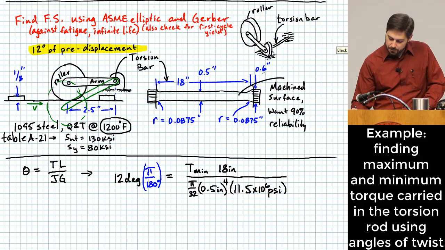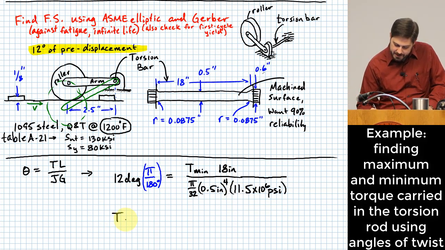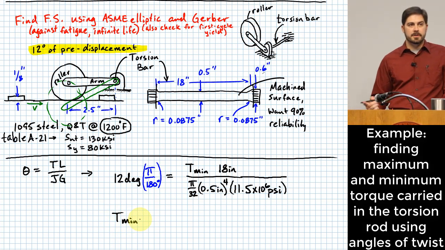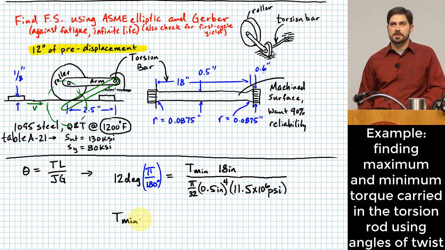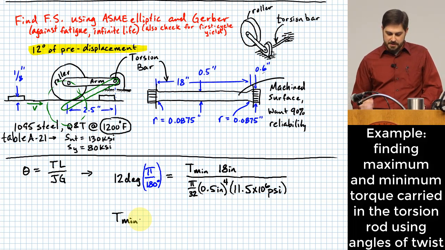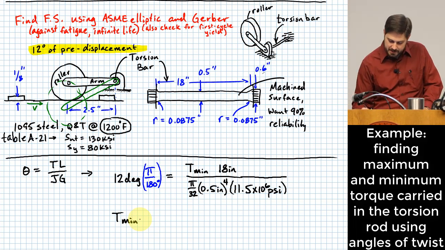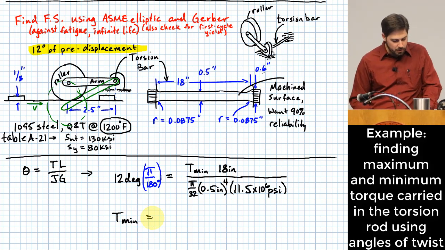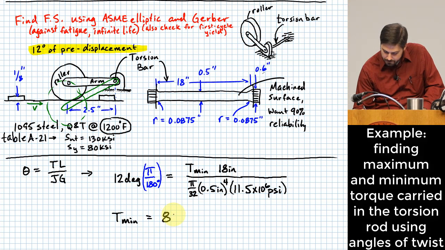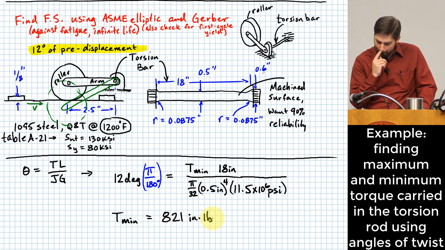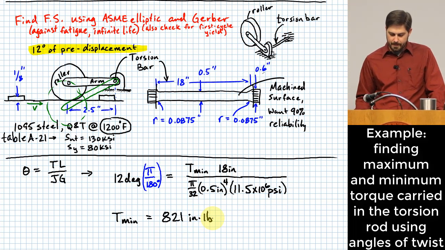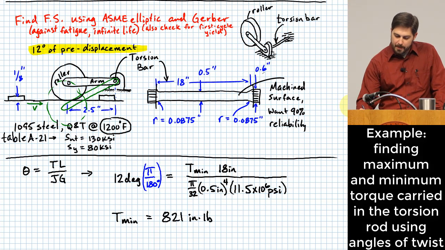All right, so plugging and chugging now, we get that T min, and remember, this is without a stress concentration or anything thought of just yet. Of course, we haven't done stress yet, but this is a torque. This is the minimum torque that it has to carry. And that ends up being 821 inch-pounds. All right, what do we do for maximum?